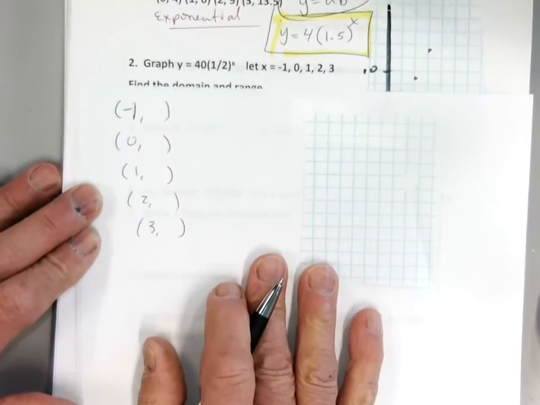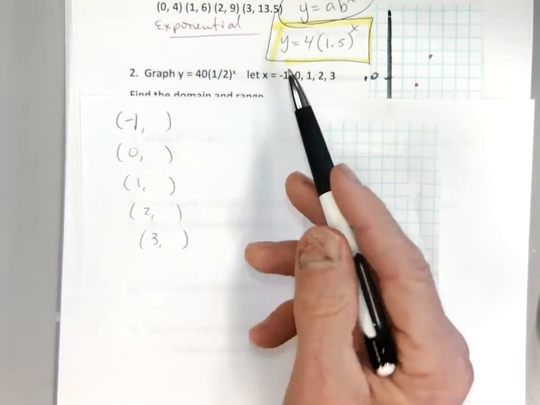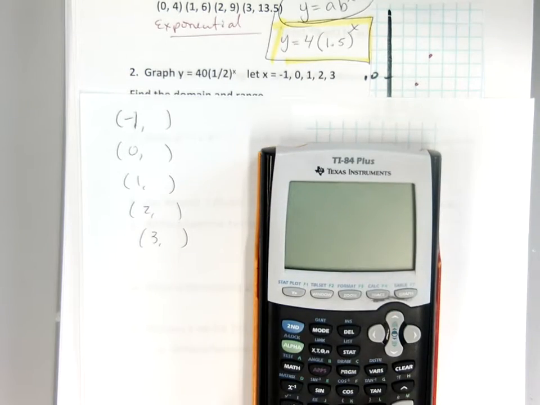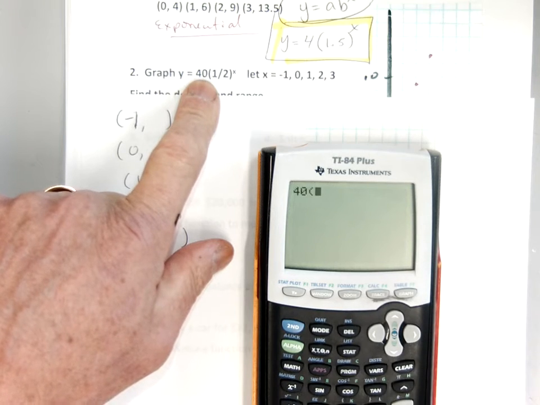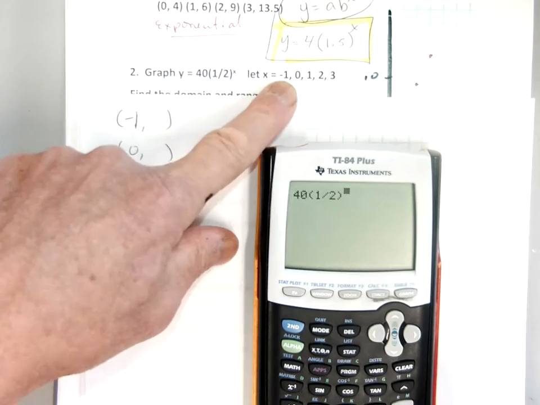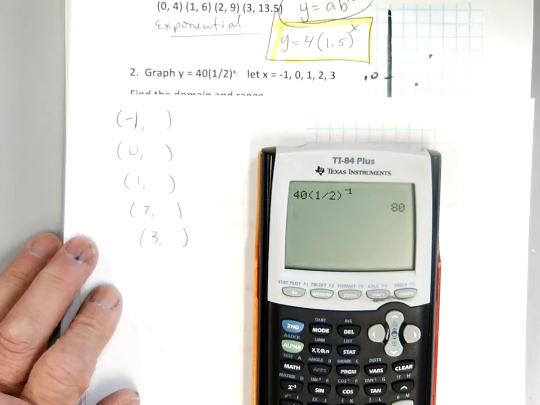So I'm just going to create these points. I'm going to plug them in for the value of x. You may as well use a calculator, right? And let the calculator do the work for me. All right, so let the calculator do the work. I'm going to go 40 times 1/2 to the power of -1. I get 80. Okay, all right.